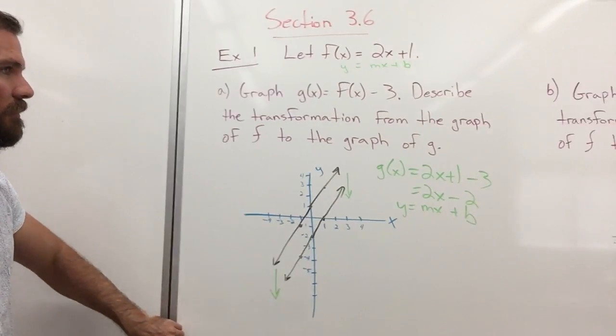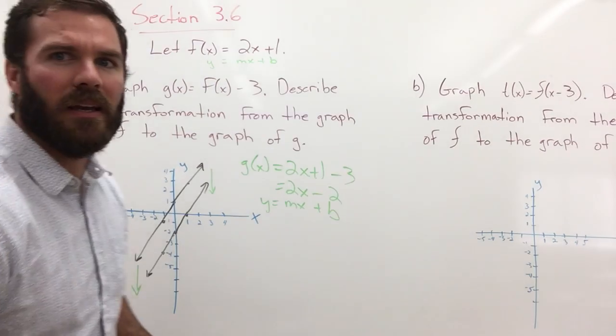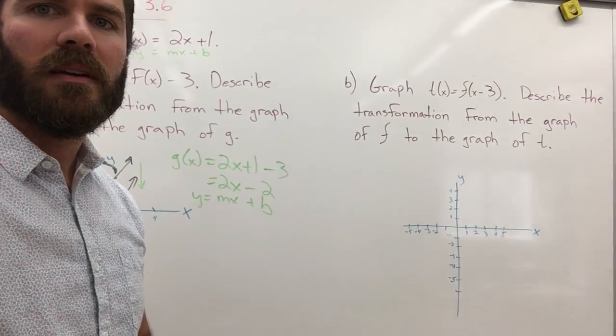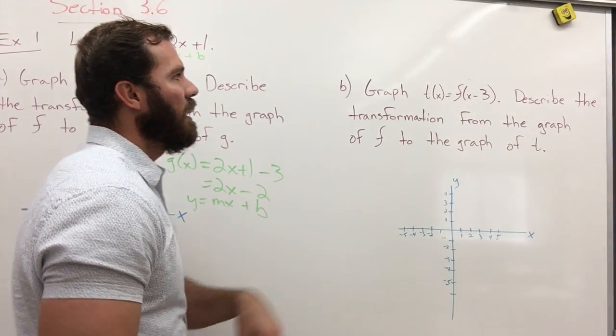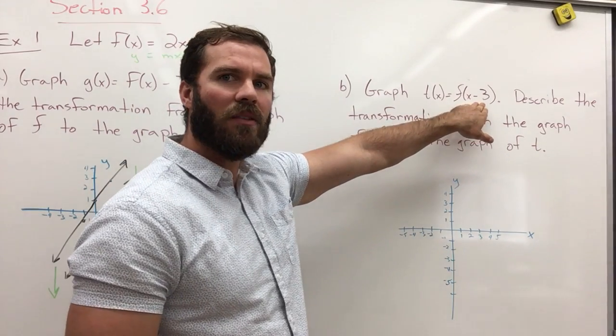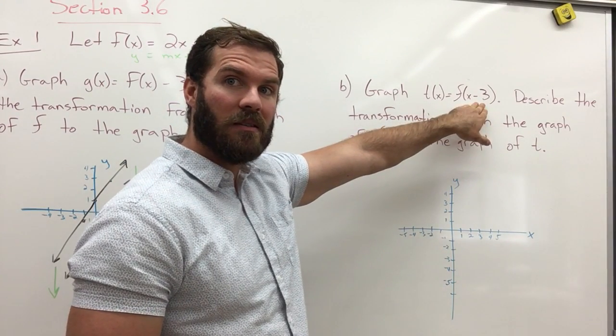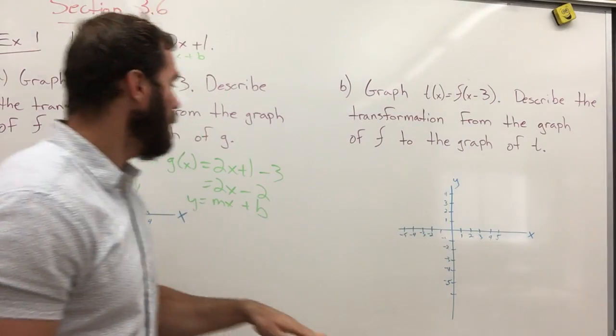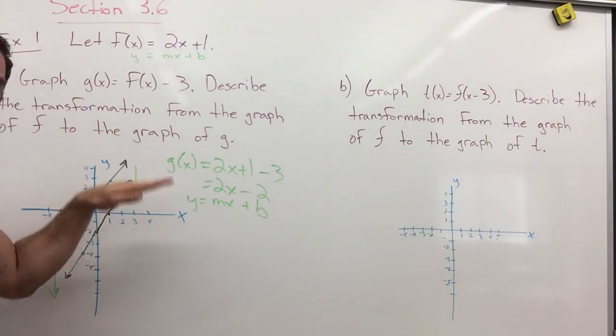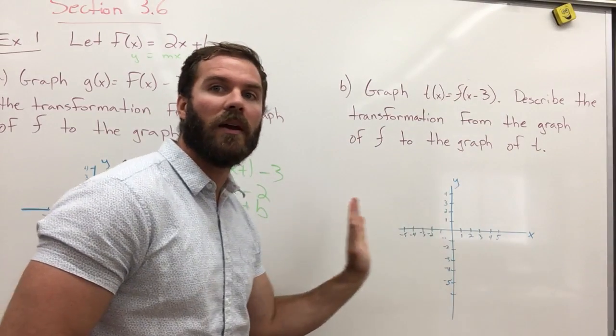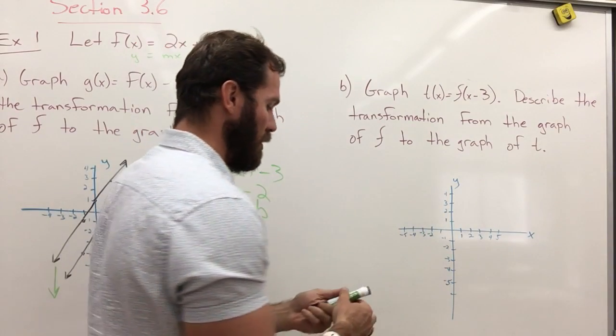Now, example B is slightly different because it says they're subtracting 3 inside the parentheses. Now this is not going to be an up and down change. It's going to be a left and right. It's a horizontal change. Okay?